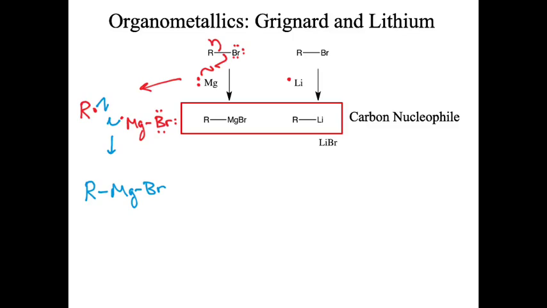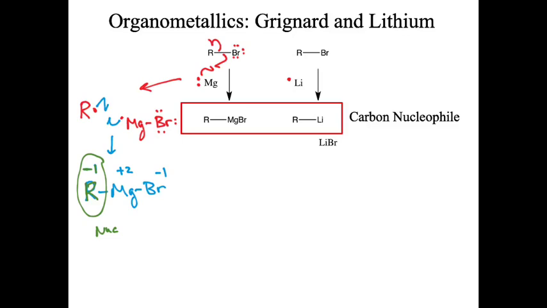What's the charge on bromine, typically? -1. What's the charge on magnesium? What must the charge be on the carbon? -1. What did we just find? There's our nucleophilic carbon. Okay? It is the insertion of that metal into that bond that stabilizes it enough to give us our Grignard reagent.